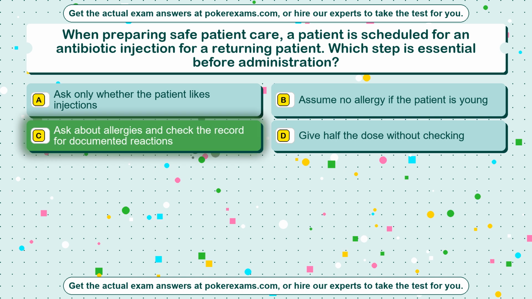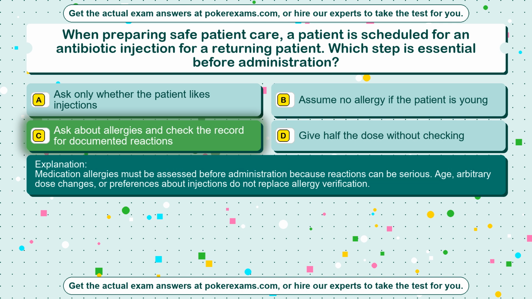The correct answer is option C. Ask about allergies and check the record for documented reactions. Medication allergies must be assessed before administration because reactions can be serious. Age, arbitrary dose changes, or preferences about injections do not replace allergy verification.